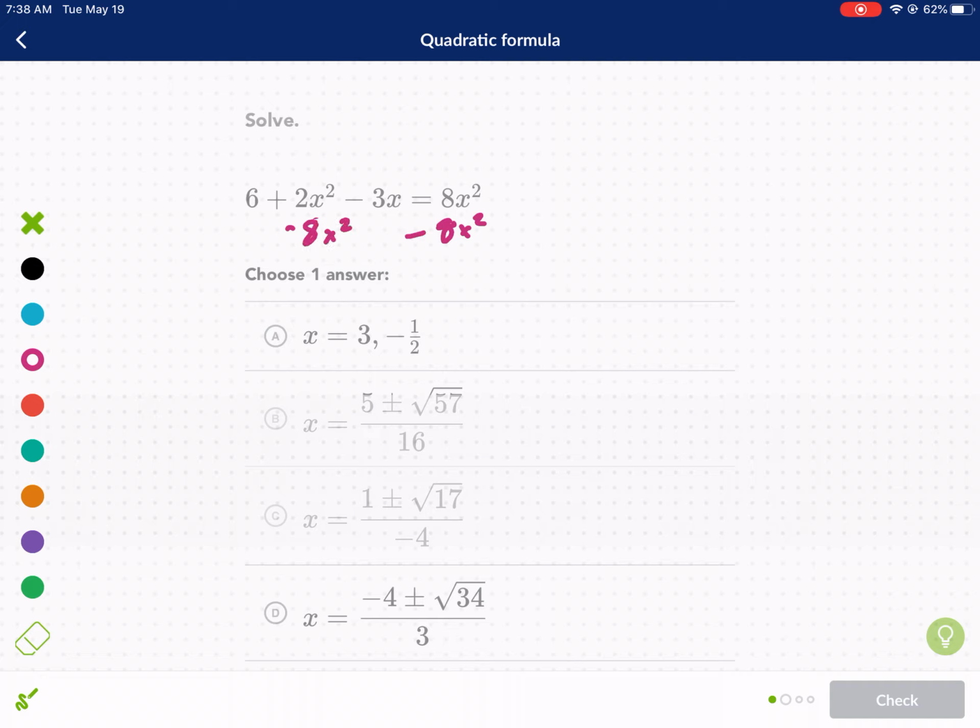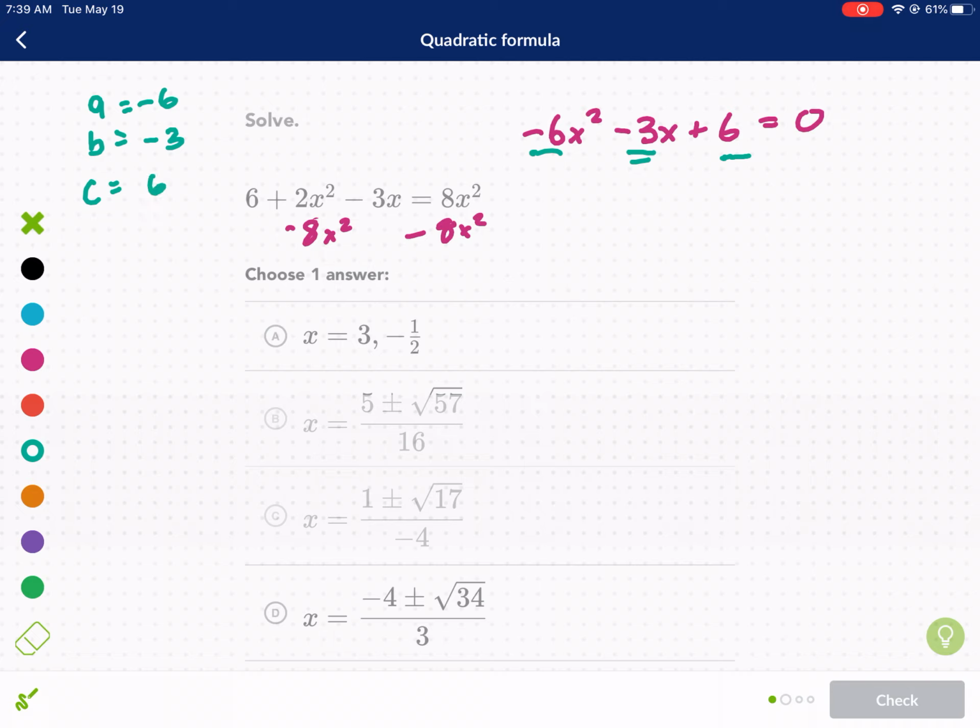So I'm going to subtract 8x squared from both sides. Then I'm going to put it in standard form, which is the x squared first, the x term next, and then the constant last, and set that equal to 0. So now I need to identify my a, b, and c. This is the most important step. My a is going to be the number in front of x squared, which is -6. My b is -3, and then my c is +6.